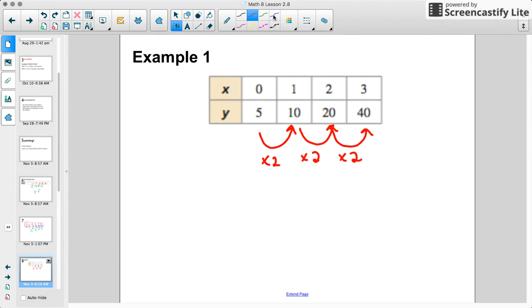Okay, and I know now that that's going to be exponential and not linear, because linear is always plus or minus. Exponential is multiplication or division. Okay.